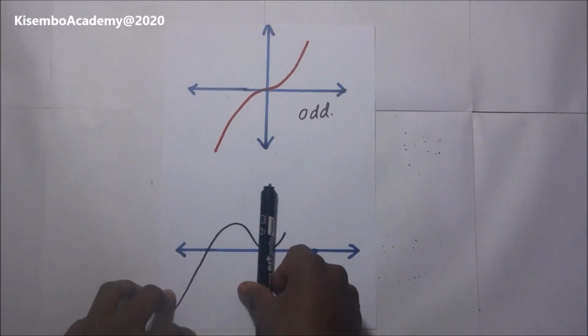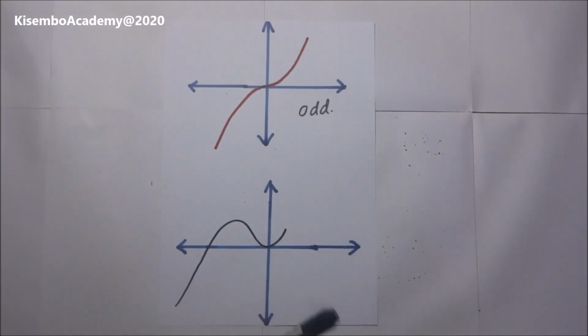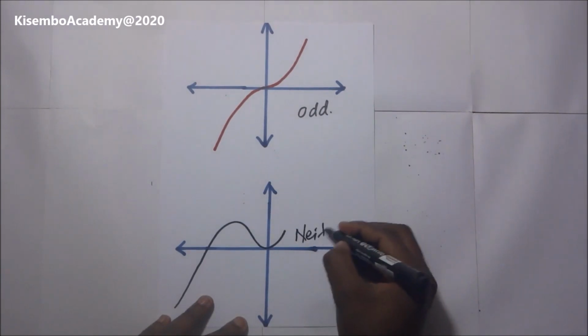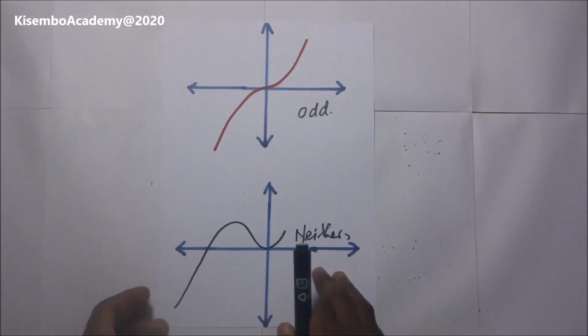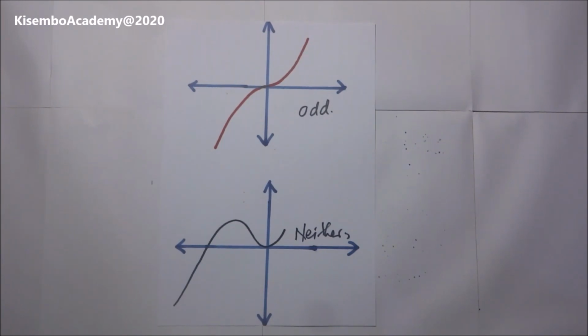This one is not symmetrical about the y-axis. It's also not symmetrical about the origin. So this one is neither odd nor even. So we have taken note of that. When we want to identify graphs that are representing odd or even functions, the key thing to take note of is this: odd functions are symmetrical about the origin, or they have a rotational symmetry about the origin. And even functions are symmetrical about the y-axis.